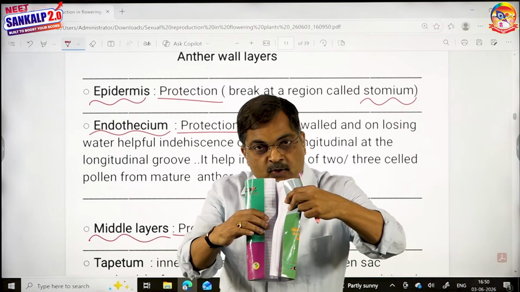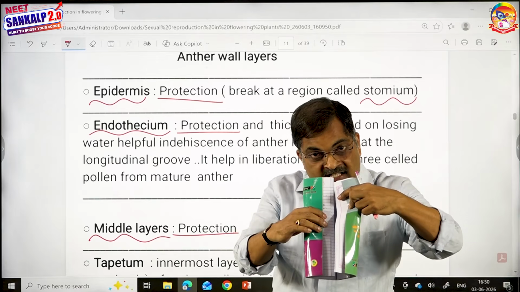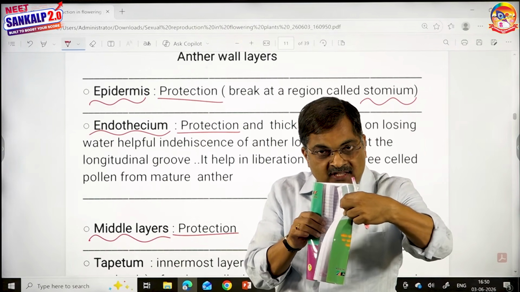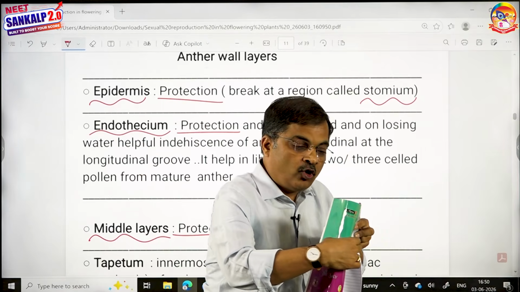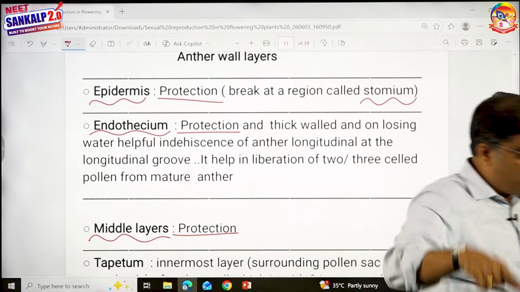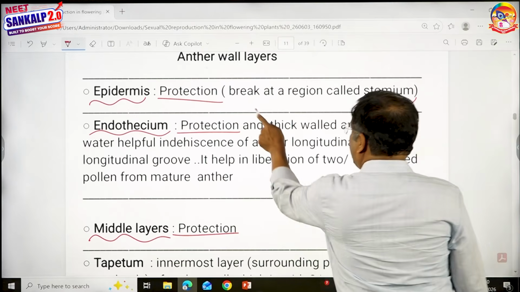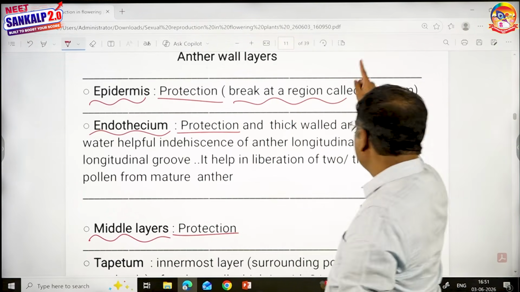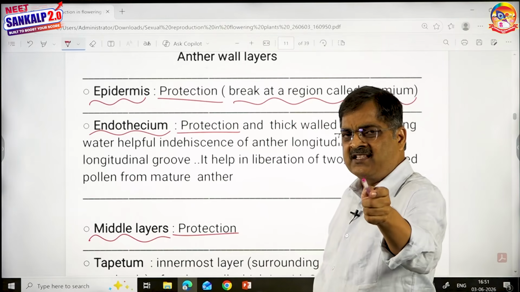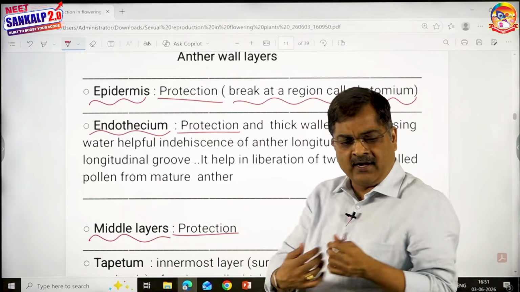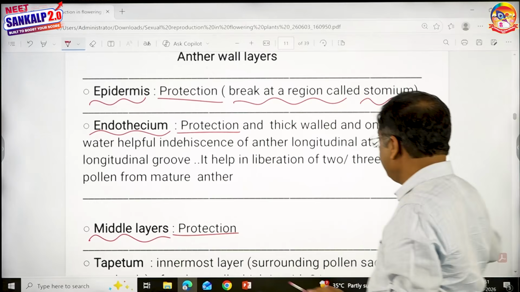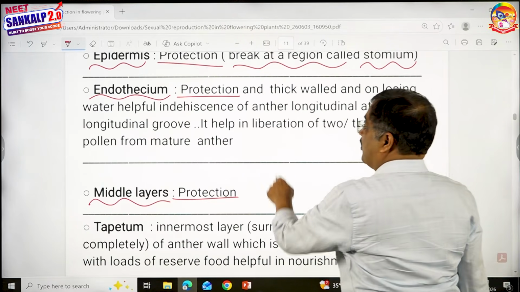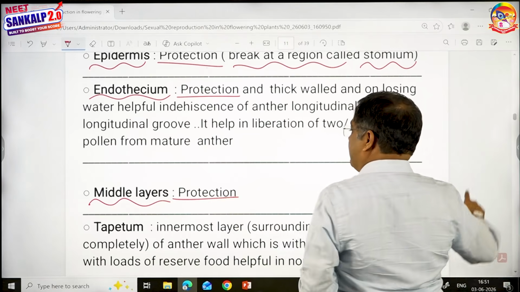Now what happens when they are exposed to the outside dry weather? The endothecial cells lose water. They bend inwards. Don't you see a longitudinal slit on this side of the anther lobe? One more anther lobe. So that region of the epidermis, which is going to break and expose the endothecium to the outside dry weather, is called the stomium. How many stomia exist in a dithecous anther? On this side 1, on this side 1. So 2 stomia. The endothecium, I already told you, is going to lose water and liberate the pollen grains.